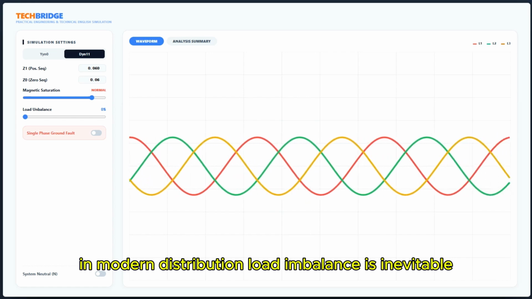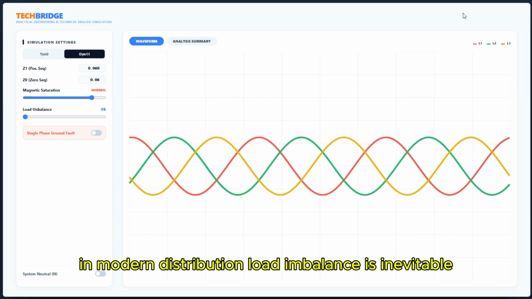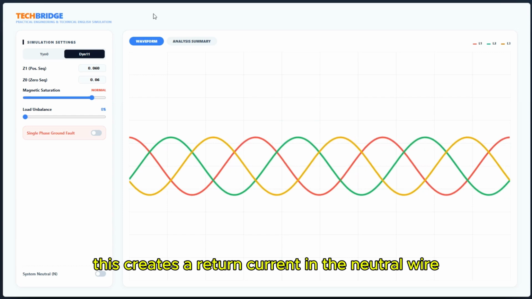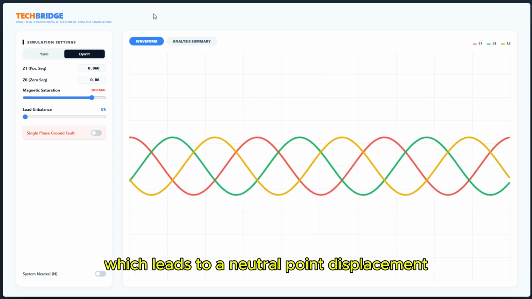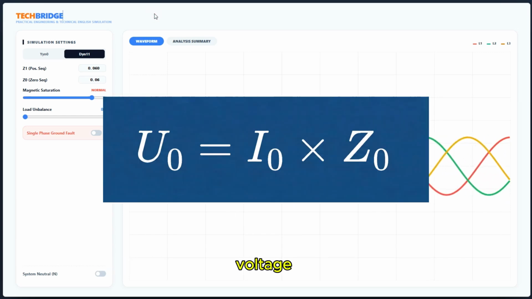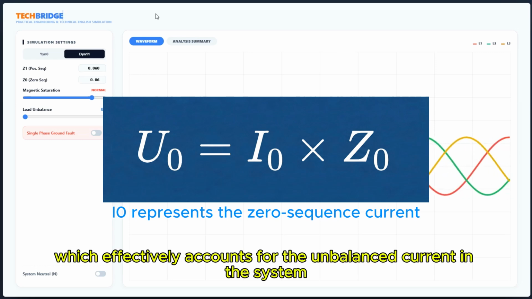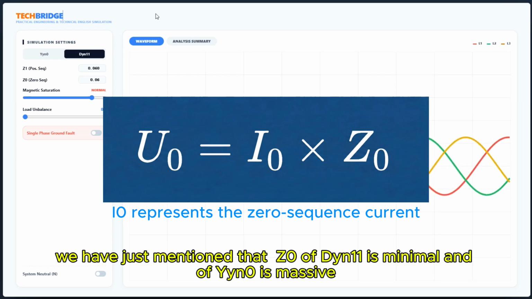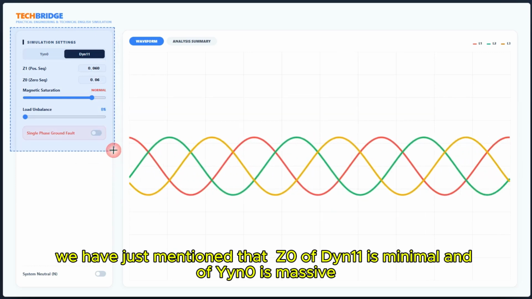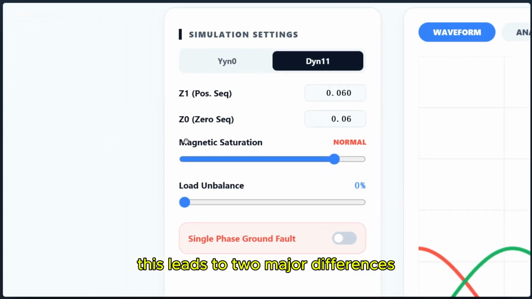In modern distribution, load imbalance is inevitable. This creates a return current in the neutral wire, which leads to a neutral point displacement voltage. U0 equals I0 times Z0. I0 represents the zero-sequence current, which effectively accounts for the unbalanced current in the system. We have just mentioned that Z0 of Dyn11 is minimal and of Yyn0 is massive. This leads to two major differences.